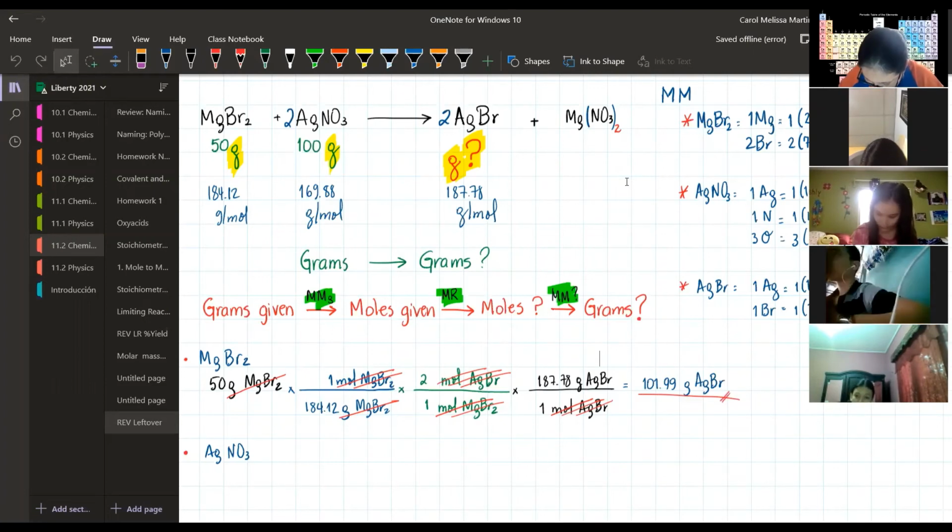So let's work with the other substance. I have 100 grams of AgNO3. So the process is the same. I need to use the molar mass of the given. So the molar mass of AgNO3 is 169.88 grams of AgNO3 that are inside 1 mole of AgNO3.